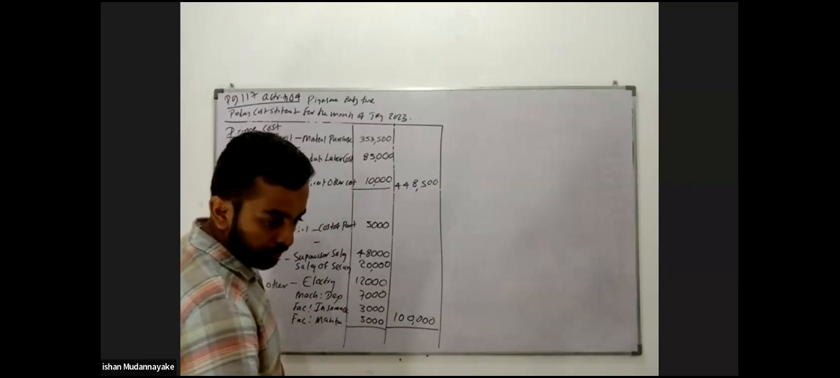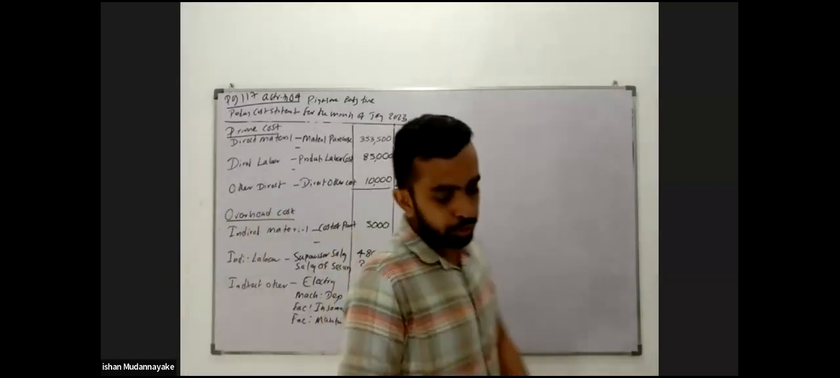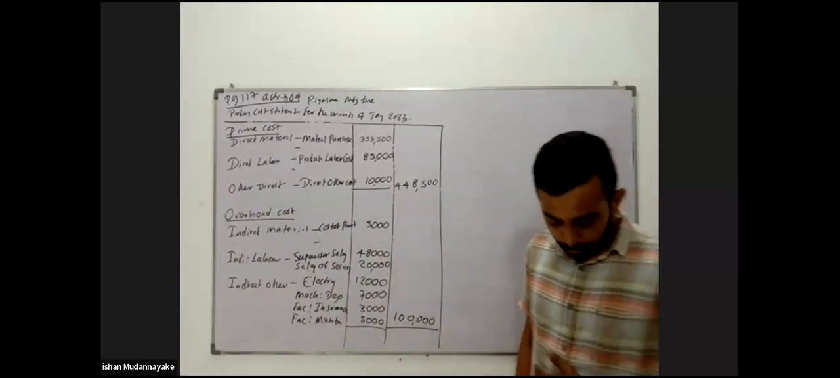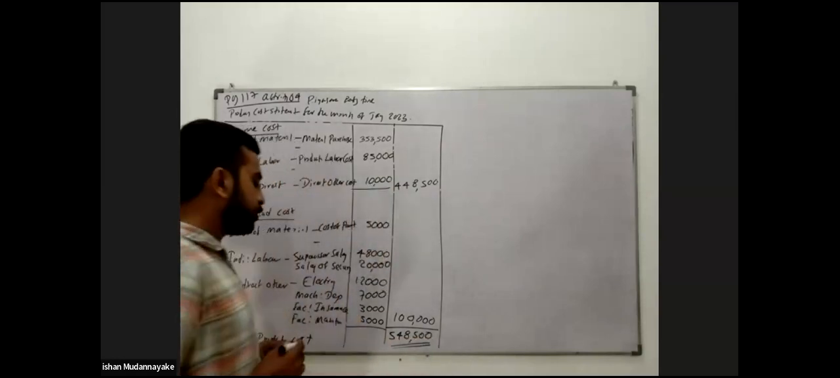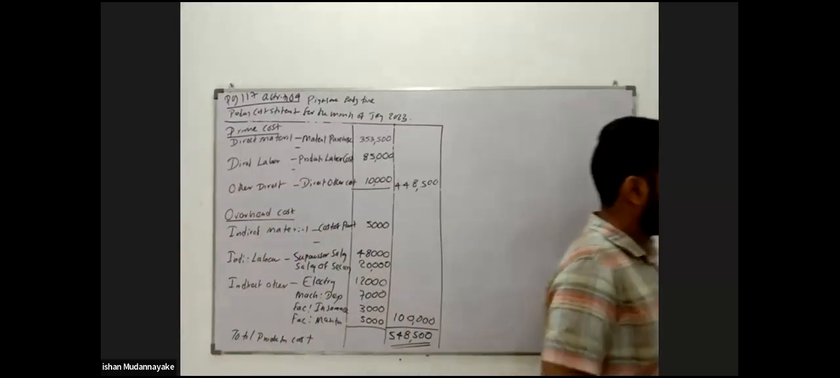Yes, sir. Then total production cost. Total production cost of the business, how much? 548,500. Total production cost 548,500.